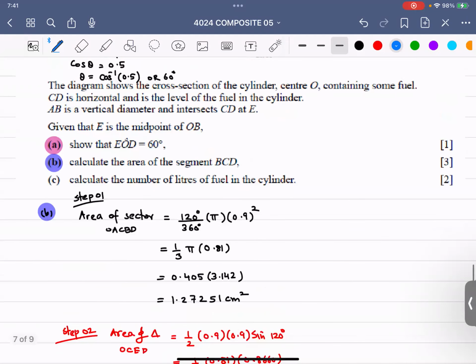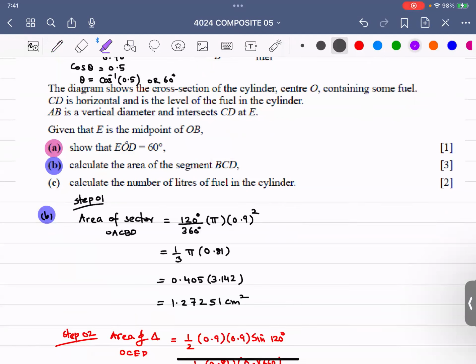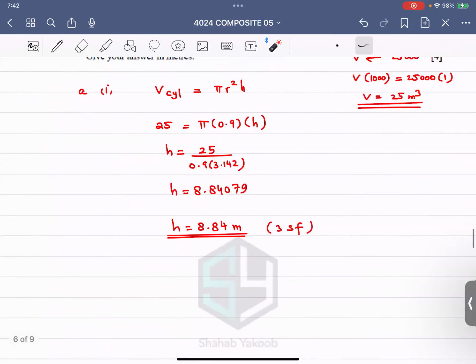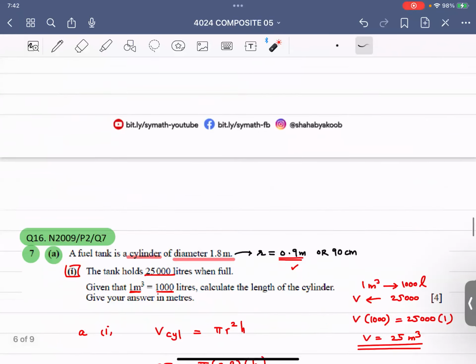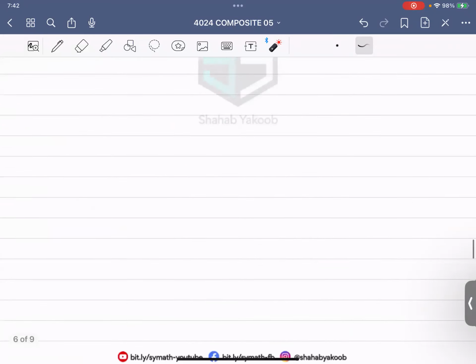Calculate the number of liters of fuel in the cylinder. So now I'm working on part C. That is the volume that we are looking for. So volume is cross-sectional area multiplying with length. What is the cross-sectional area? Isn't that the area of the segment? And what is the length of the cylinder? Calculate the length of the cylinder. That is this thing. We'll use the unrounded value, 8.84079.